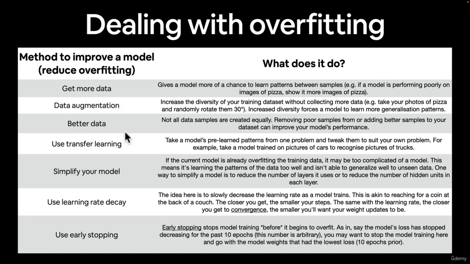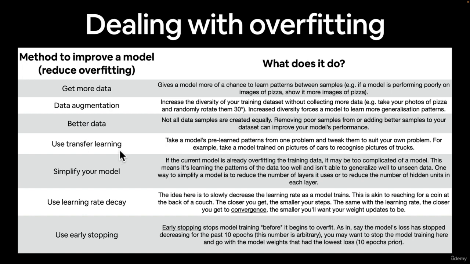So not only more data, perhaps the quality of the data that you're using isn't that good. If you enhance the quality of your data set, your model may be able to learn better, more generalizable patterns and in turn reduce overfitting. Use transfer learning. We're going to cover this in a later section of the course, but transfer learning is taking one model that works, taking the patterns it's learned and applying them to your own data set.